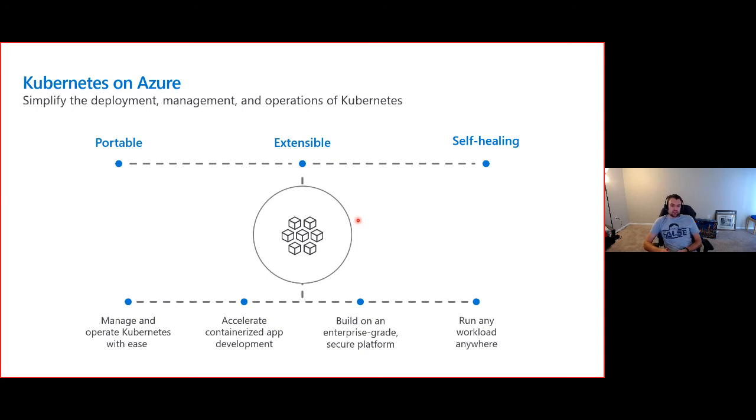From a security perspective, Microsoft takes security super serious, and there's a number of security best practices that are implemented in the Azure Kubernetes Service. And we also make a number of additional enterprise-grade security capabilities available to you as a user to further protect your specific cluster and the workloads that are running on your cluster. And essentially, Kubernetes on Azure enables you to run your workloads anywhere.